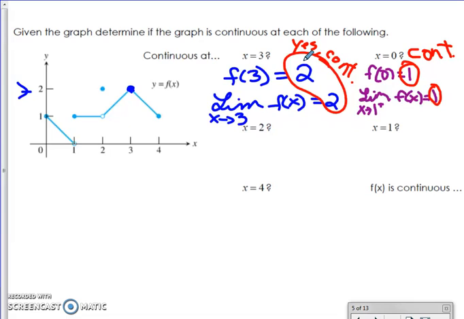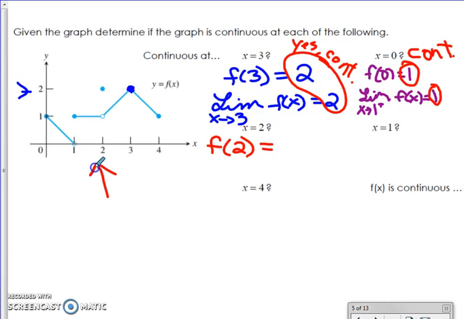Now we are going to look at if this graph is continuous at x equals 2. So again, at x equals 2, we're looking right here, the x value is 2. First we want to figure out if f of 2 exists. That's always your first go-to. We have to figure out, does f of 2 exist?